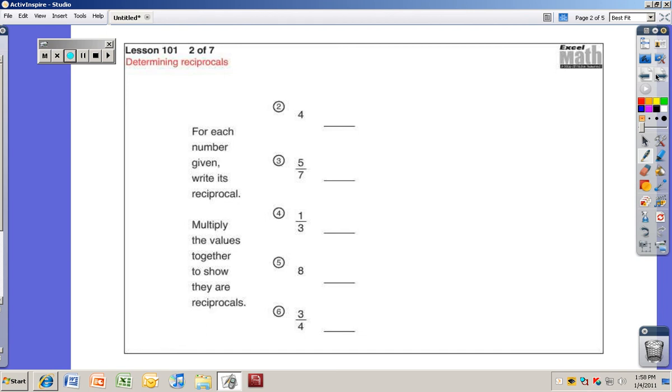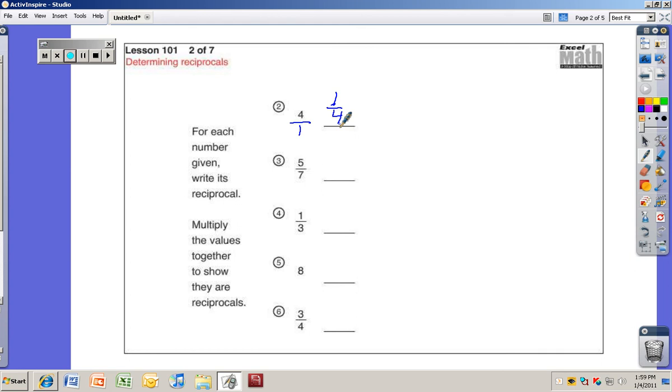Now, when it's a whole number, you got to make the whole number a fraction before you can find the reciprocal. So what's the reciprocal of 4? 4 over 1. I mean 1 over 4. 1 over 4. Good. The reciprocal of 4 is 1/4. Okay, pause the video, do 3 through 6, and then we're going to have the answers for you in just a second. Okay, who wants to do this?